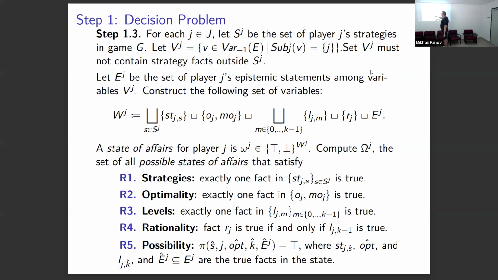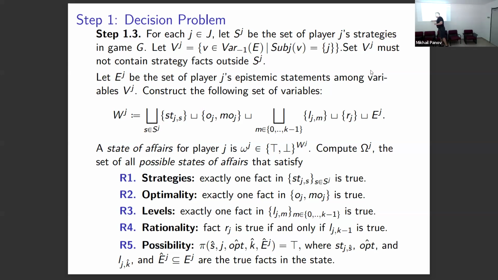Now a state of affairs for her is basically a combination of values of these facts. But not all of them are physical. Which of them are possible or feasible? I want her to play exactly one strategy in the state. I want exactly one optimality type of her to be true. I want exactly one level for her. I want her rationality to be there if her level is k minus 1. That's my definition of rationality. And this is one tricky one, because I can compute what is possible for her and what is not. It had better be that the state which I assign to her strategy is possible, given that her true strategy is S, her true optimality type, her true level in the state, and this is a critical one.